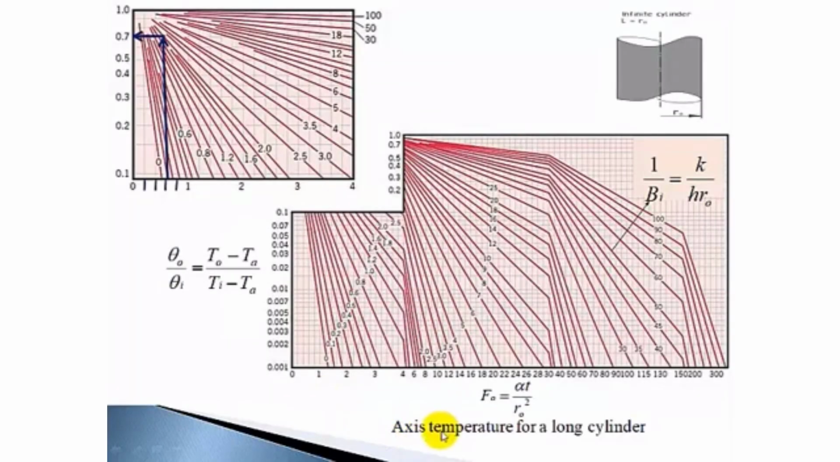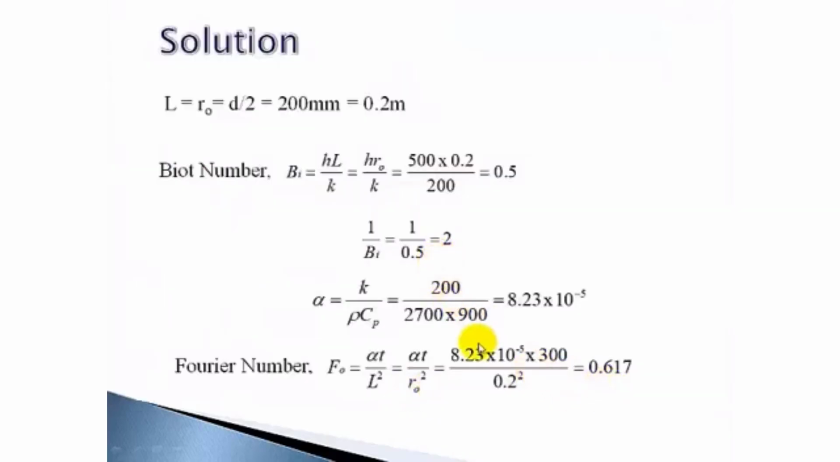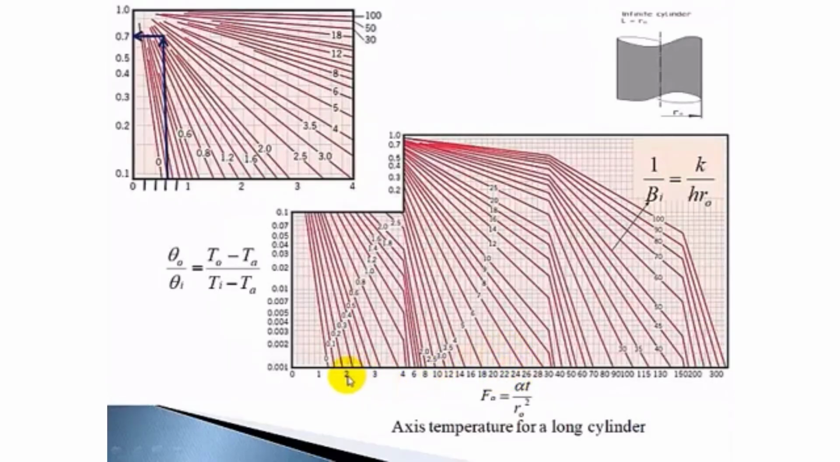This chart gives the axis temperature for a long cylinder as a ratio of the initial temperature difference. So it's the center temperature difference divided by the initial temperature difference theta I. You get that ratio from this chart, so you require the Fourier number and 1 by Biot number. Fourier number is 0.617 and 1 by Biot number is 2. 0.617 will come here.